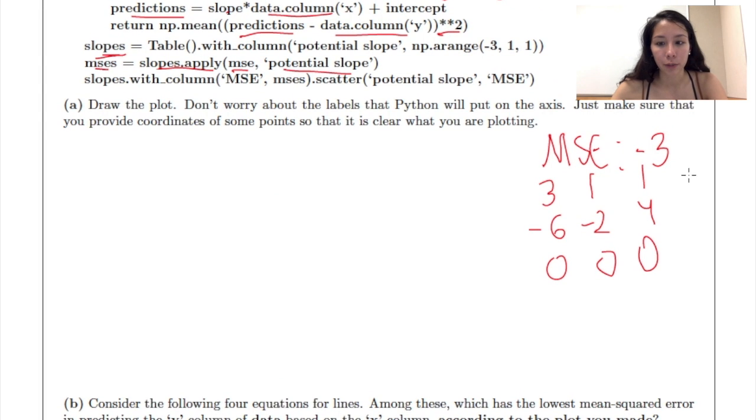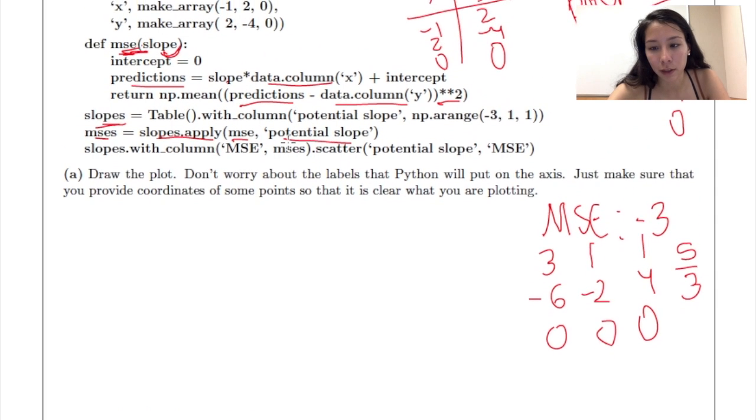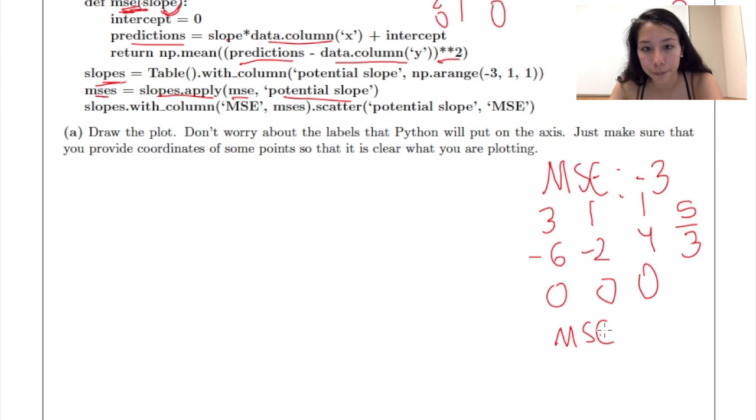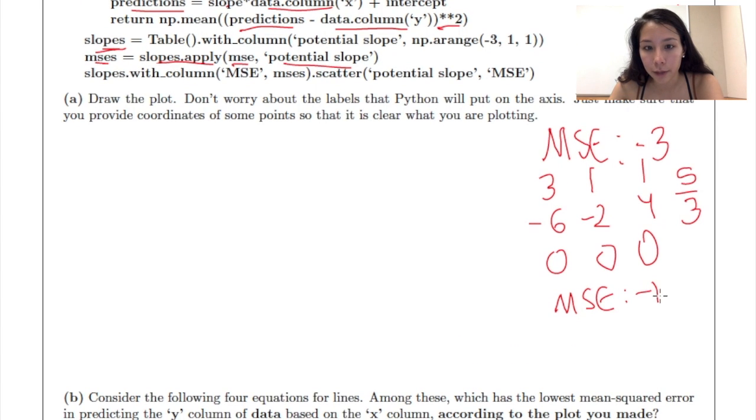I'm just going to go ahead and write out the rest of the mean squared errors because it took me a while to calculate all of these, and I feel like it's kind of a waste of time. You guys can do it on your own as an exercise. So the mean squared error for -1 is 5/3, again. For -2, it's 0, and for 0, it's 20/3.